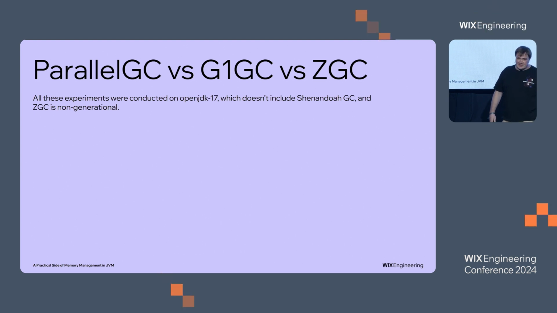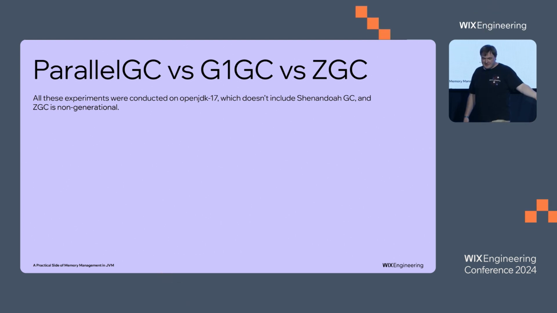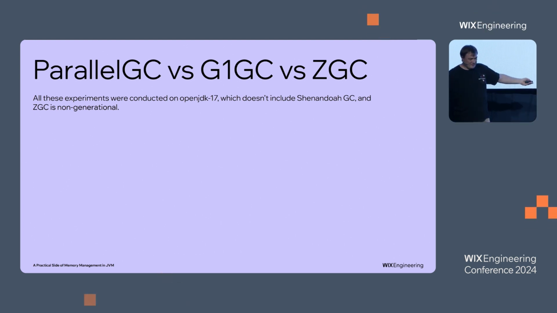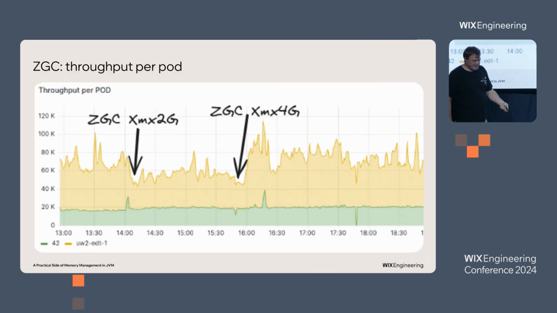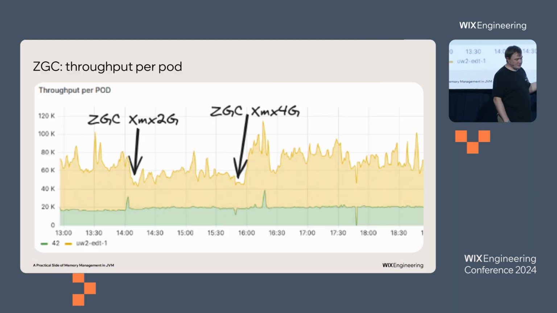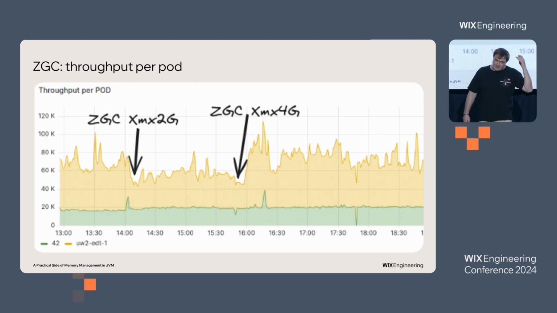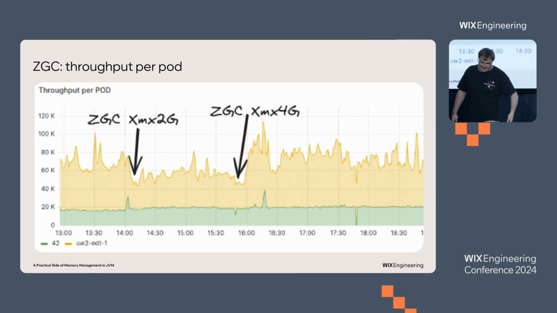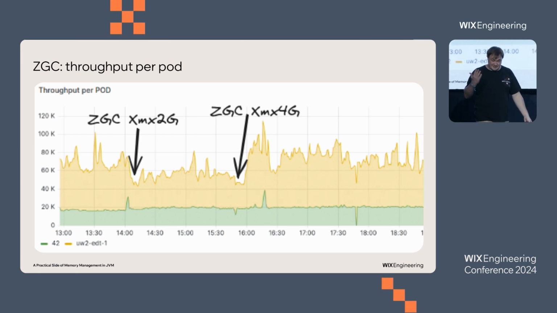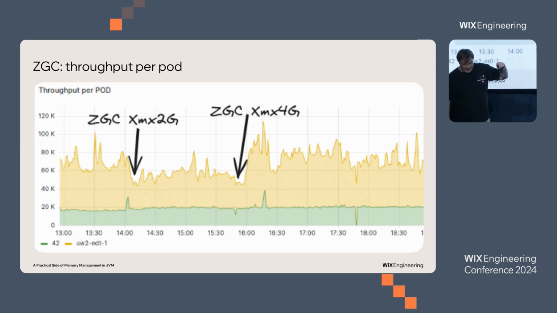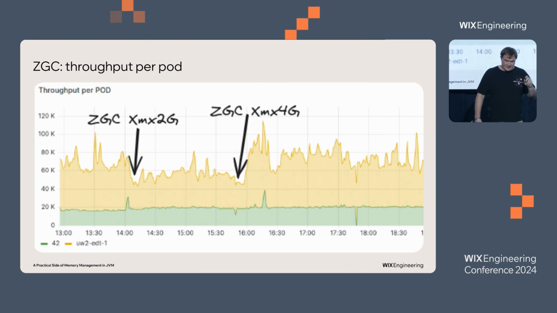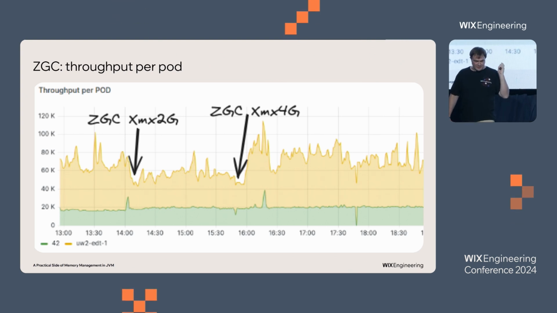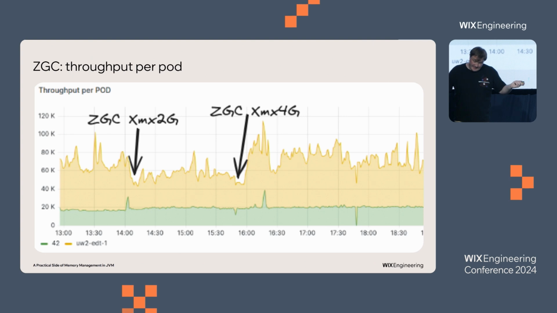First we decided to check ZGC because of the promise of zero pause time. We enabled it for the service, and throughput per pod immediately dropped 2 times. We thought about what we could do. We increased Xmx 2 times, and then throughput per pod returned to the baseline. Also, it consumed more CPU, with 2 gigabytes.